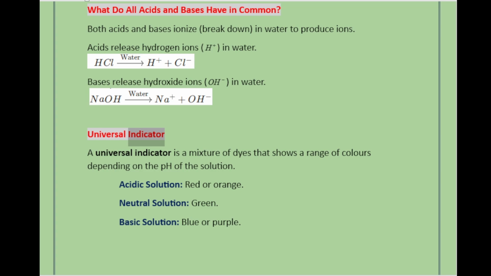Universal indicator. A universal indicator is a mixture of dyes that shows a range of colors depending on the pH of the solution. Acidic solution, red or orange. Neutral solution, green. Basic solution, blue or purple.